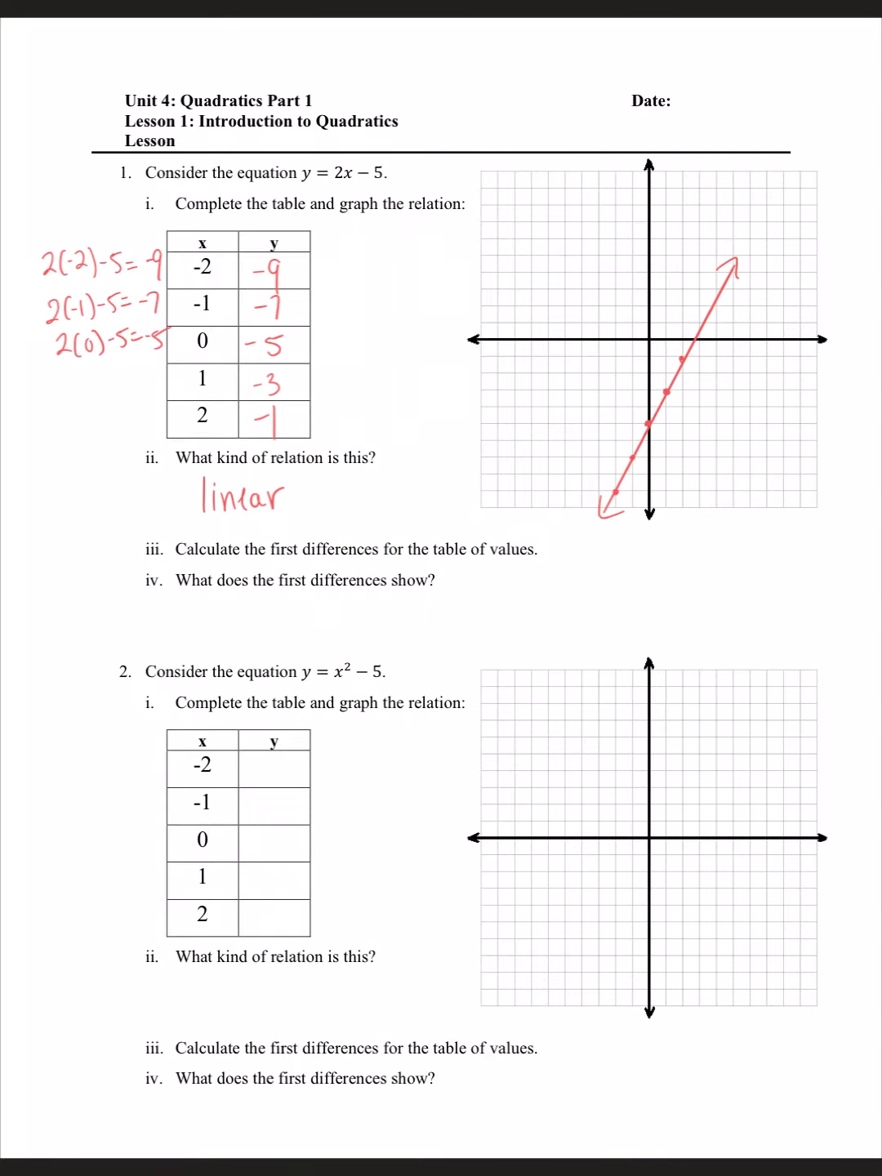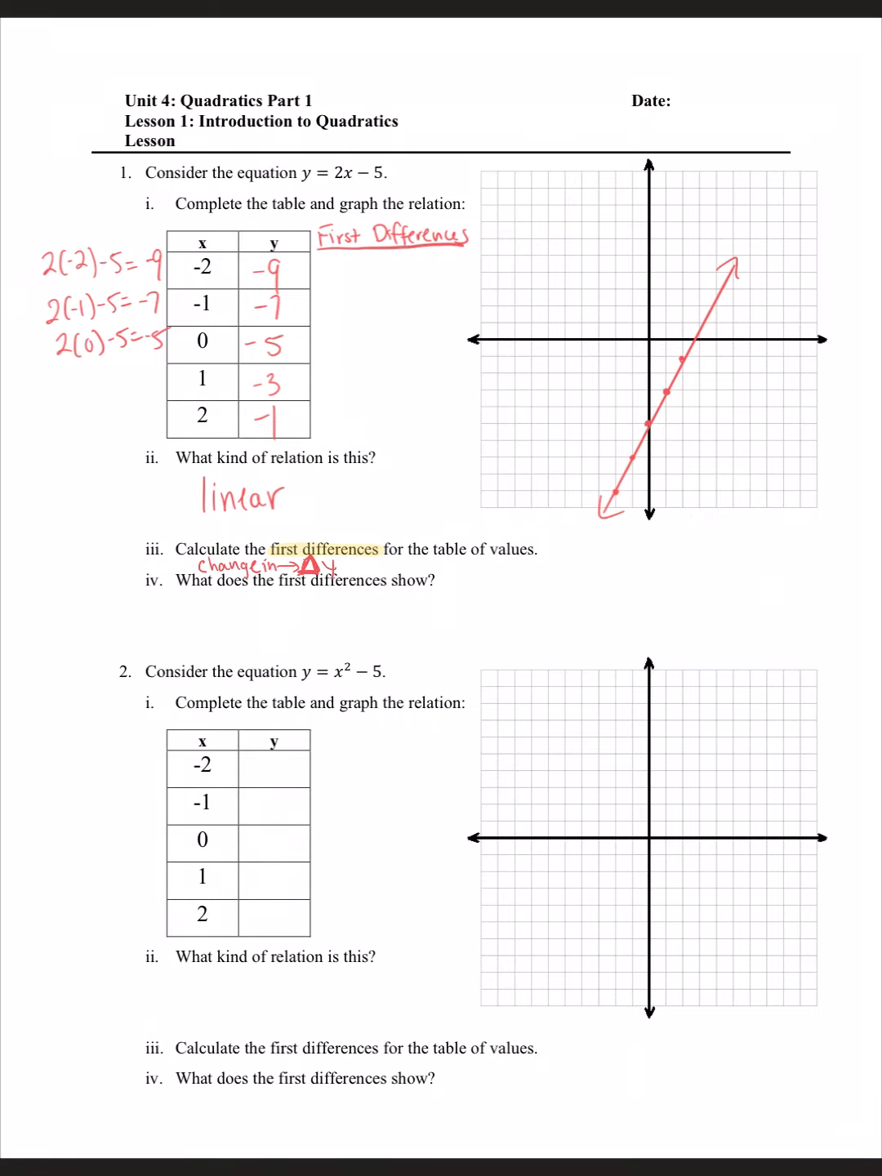It says calculate the first difference for the table of values. Our first difference is a new term that we haven't talked about before, but it's another way of saying we're going to look at the change in our y values. Remember that the Greek symbol delta means change in. We usually figure out the change in our y values when we're working to find our slope. But this first difference is going to lead us to the new relation that we're going to talk about today. So I'm going to make a new column up here called first differences, so we get used to this new terminology.